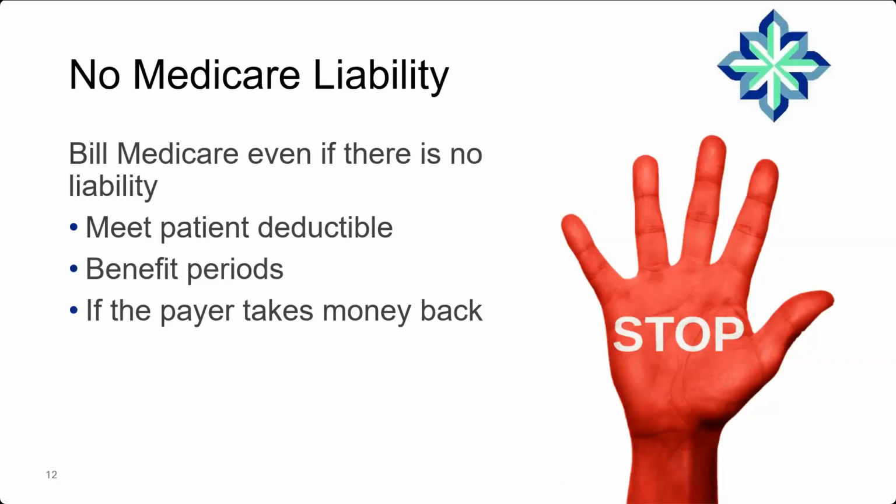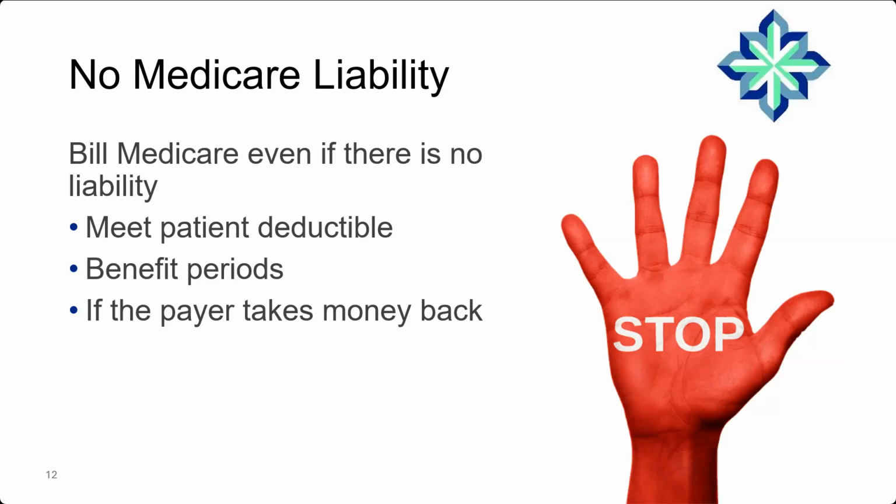If there is no Medicare liability, stop. Tell me why you're billing the claim in the first place. If the primary paid it in full, do you need to bill it? Yes and no. So what does that mean? If the patient has an unmet deductible, yes, you need to bill it. That could be either the Part A or the Part B deductible. The patient can actually meet their Medicare deductible without ever paying anything when the primary already paid it.